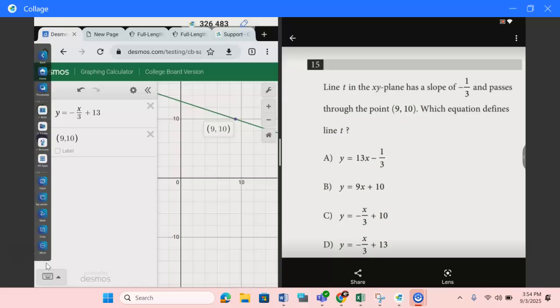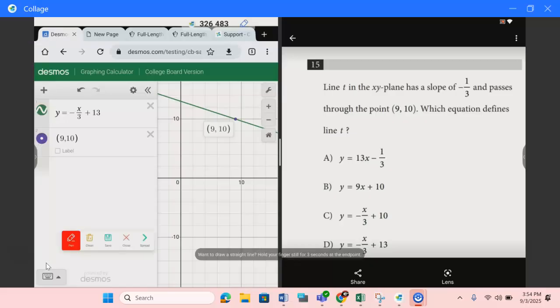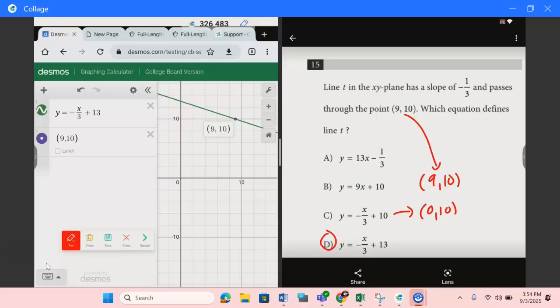The thought I had earlier: how can you tell pretty quickly that the answer is not C? Well, from C, you get the point (0, 10), and this says the point (9, 10). Knowing that it has a slope of -1/3, it wouldn't make sense how you could go through those two points. They're both 10 high. That would be a flat line going across. So it wouldn't make sense in that regard. But either way, the correct answer is D.